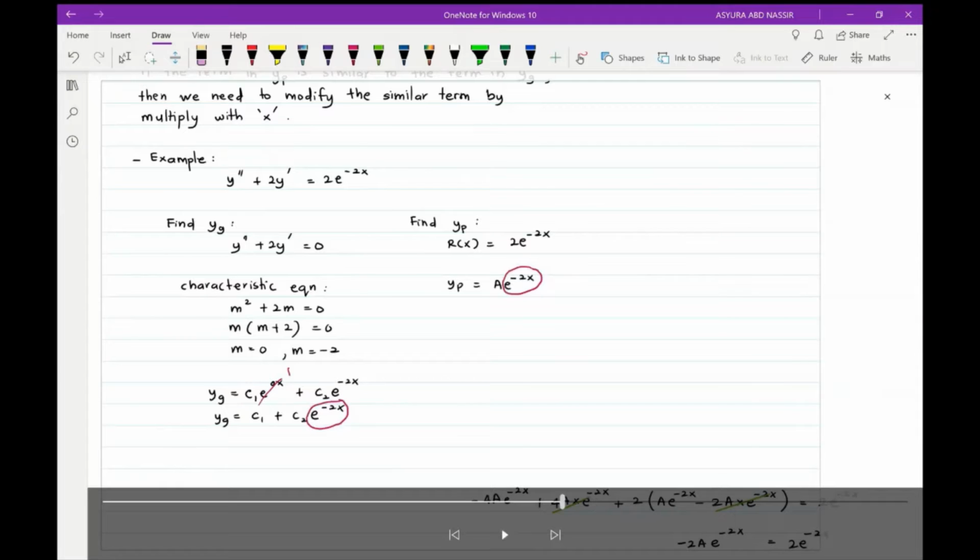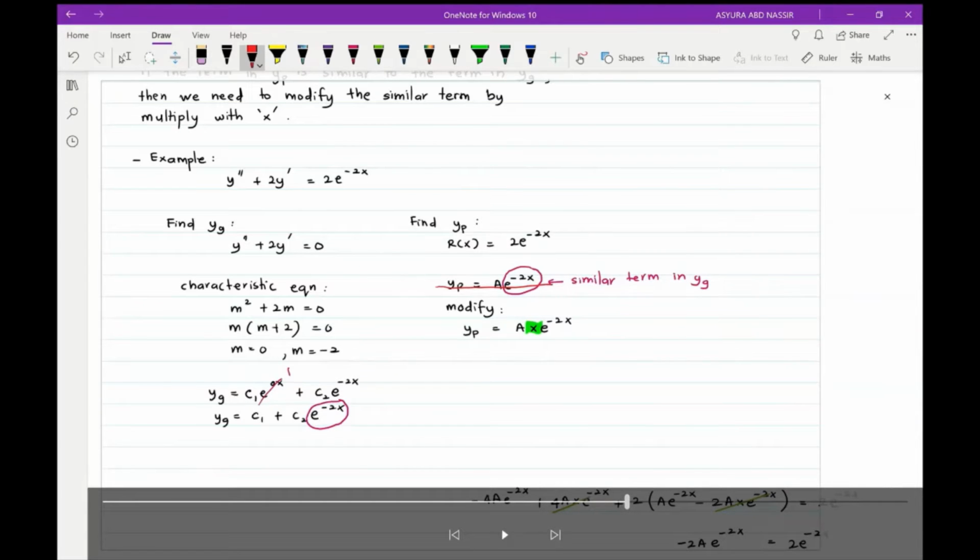But the problem now is the term in your yp is the similar term in your yg, that is e negative 2x. So what you have to do is modify your yp. Your new yp will be axe negative 2x, meaning you multiply the same term in your yp with x. In this step you can cancel your old yp, meaning you cannot use your old yp anymore. You will just use your new modified yp.